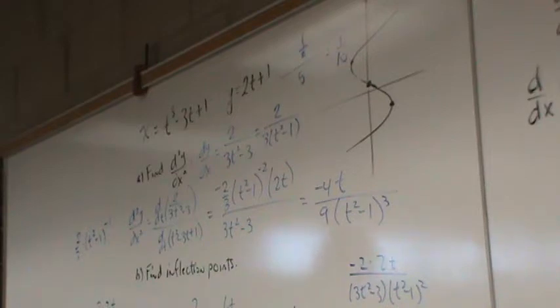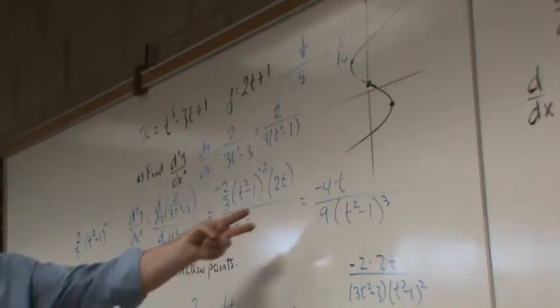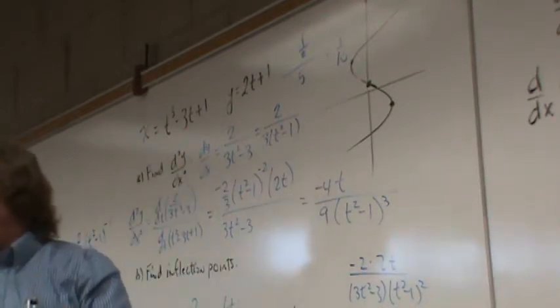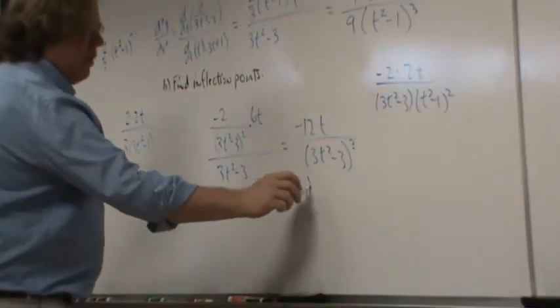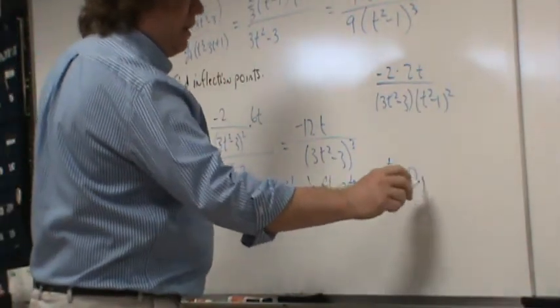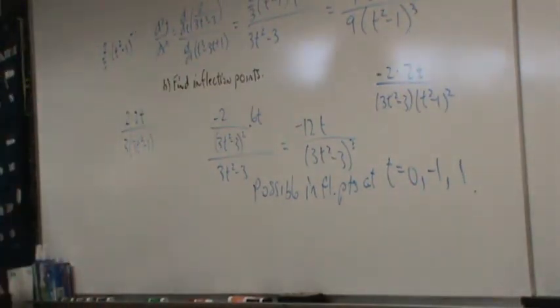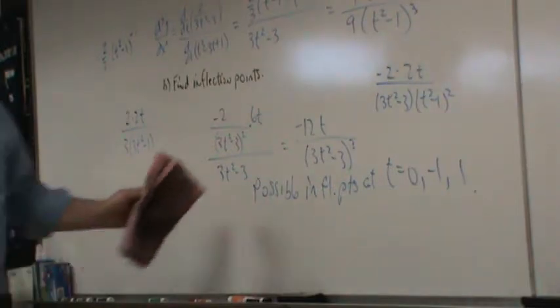Well, anyway, whether you got this answer or that answer, you tell me. What are the possible inflection points? Say again. 0, 1. Yeah, 0, 1, and -1. Remember, your possible inflection points make the second derivative 0 or make the second derivative undefined. So you got possible inflection points at t equals 0, -1, and 1. And the only way to test for sure if those are inflection points is to check for concavity. Let me do that over here really quick.